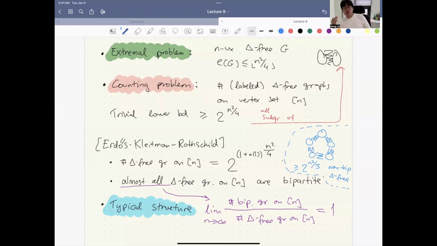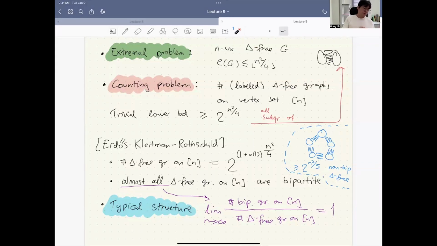There are exponentially many that are not bipartite. But if you compare this, it is a lower order term compared to this 2 to the n squared over 4, exponentially fewer. So they are negligible. Okay, any question about the statement? All right.